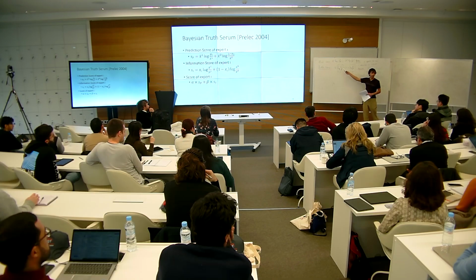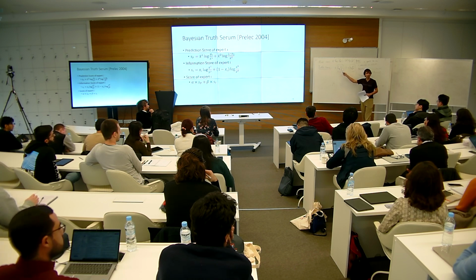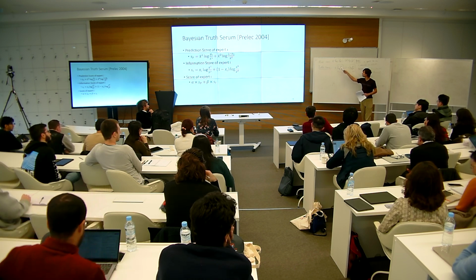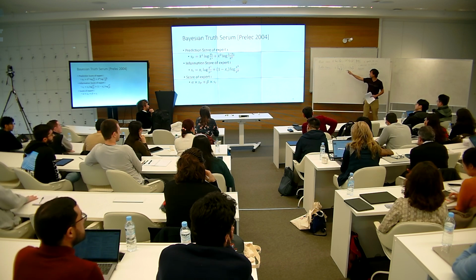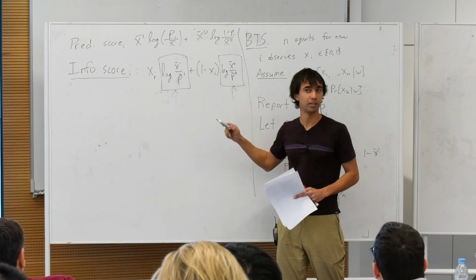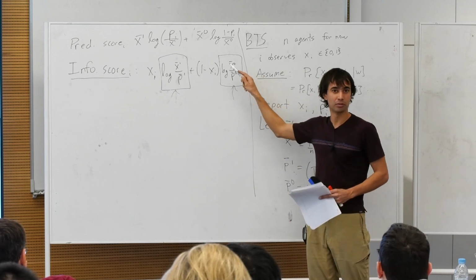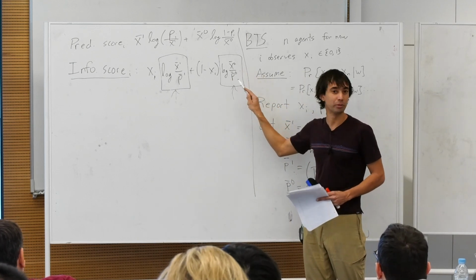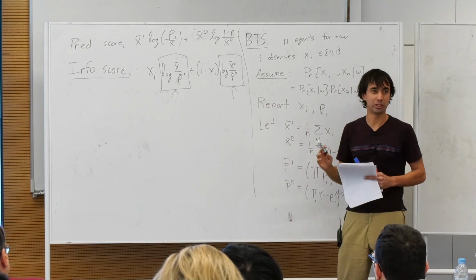So if the ratio is high, there are more people reporting 1 than people think there will be. Let's say the ratio is greater than 1. If the ratio is less than 1, there are fewer people reporting this thing than people think there will be. And so that's the intuition that was mentioned earlier.